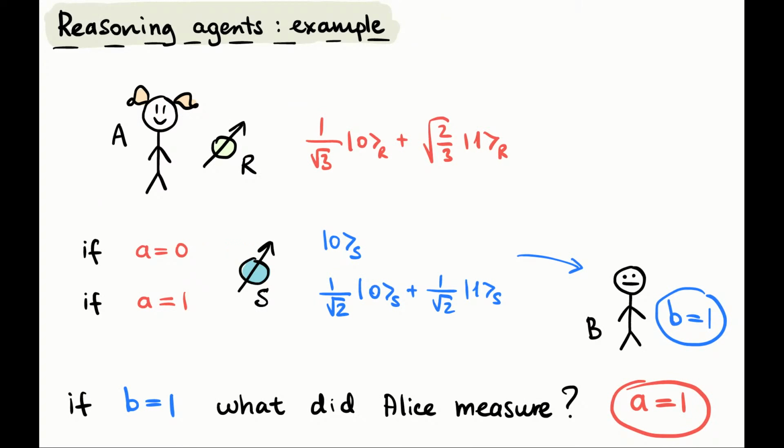Okay. Now, let us come back to our Alice and Bob. In this example, the next step is we want to see how we can model Bob's reasoning as a unitary process or as a quantum circuit. So in this case, he has to reason that in case he gets outcome 1, Alice gets outcome 1 as well.